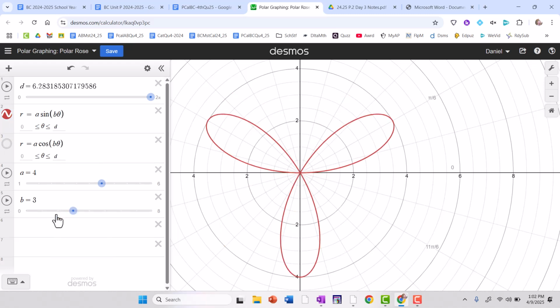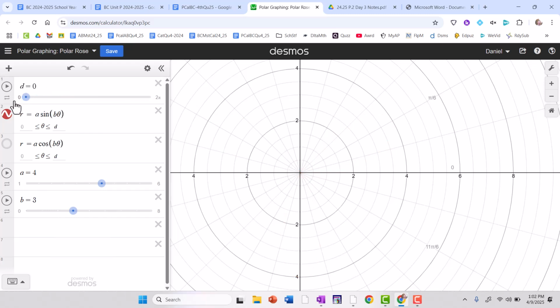How many petals do you count? 3. What's our B value? 3. This is weird. I was wondering this morning, why do we only get 3 petals with 3, but why do we get 4 petals with 2? It's because of that negative radius, and it flips it over to the other side, and it creates those loops in a different way.